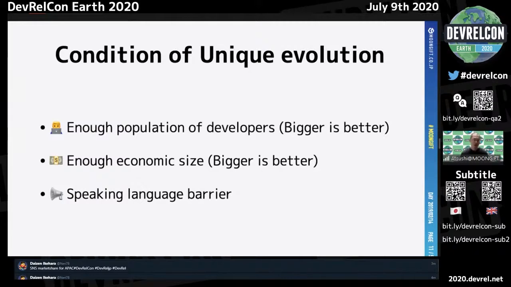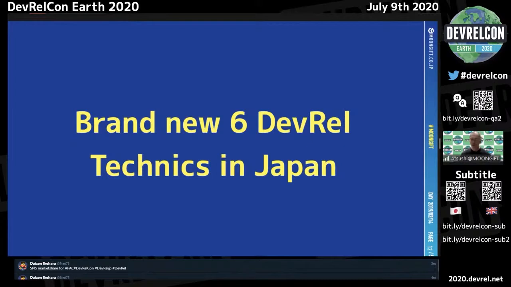So I hope you run unique developer relations techniques in Japan. It's good for you when you come and make good relations with Japanese developers.